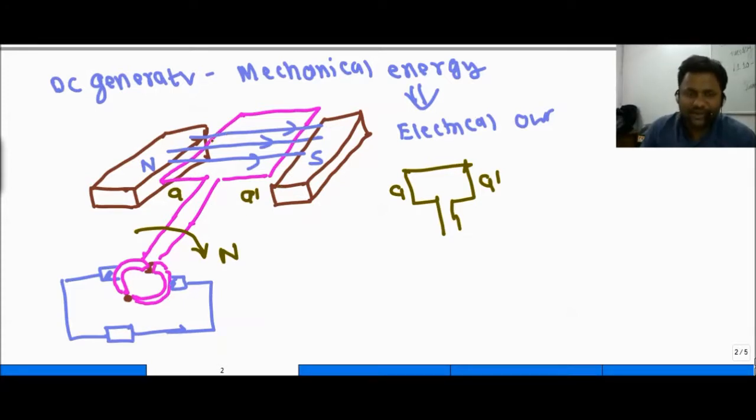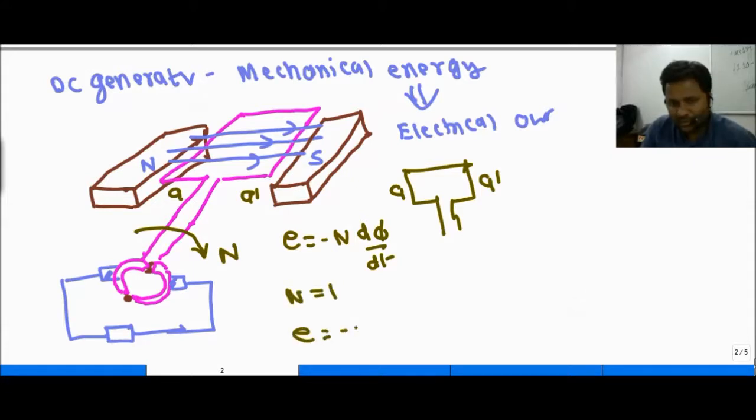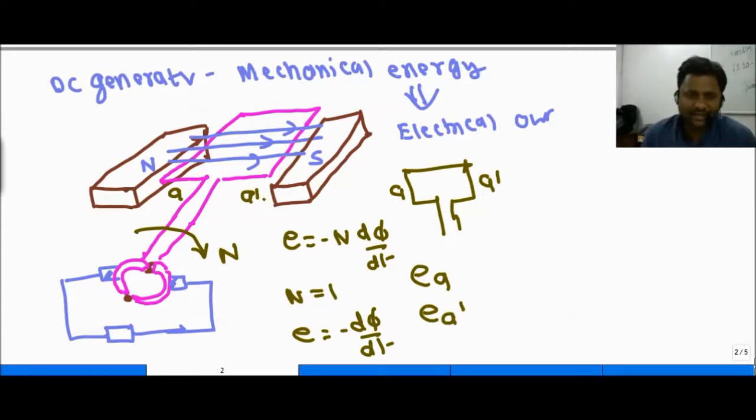So there is a change in the flux in this conductor, and as a result, according to Faraday's law, we can say that E equals minus n d phi upon dt. Here n equals 1. So if I rotate this coil in a constant magnetic field, then the conductor A and conductor A dash generate an induced EMF, called EA and EA dash, because they are changing in a constant magnetic field.